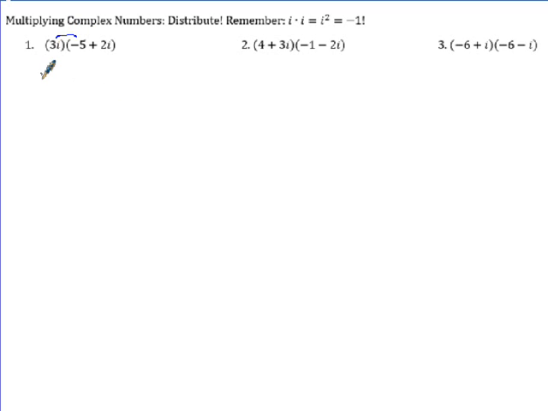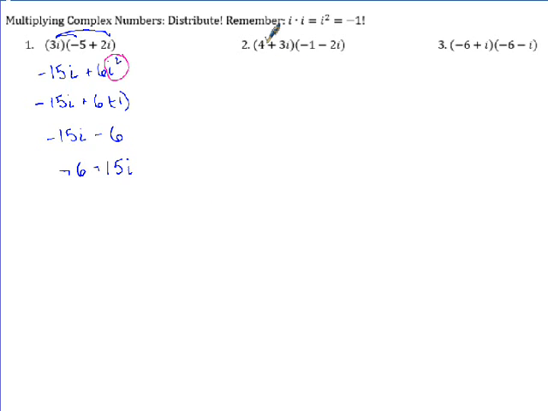So 3i times negative 5 would be negative 15i, and then 3i times 2i would be positive 6i squared. And here's the key part that you need to remember: anytime you have an i squared, it is equal to negative 1. So this is negative 15i plus 6 times negative 1, or negative 15i minus 6. Not a requirement, but most of the time you're going to see complex numbers written as a plus bi, so we would write this as negative 6 minus 15i. Usually the number comes first, and then the i term.